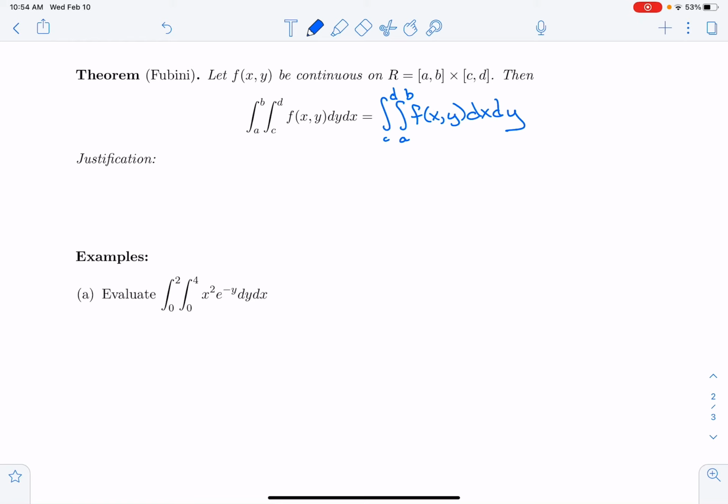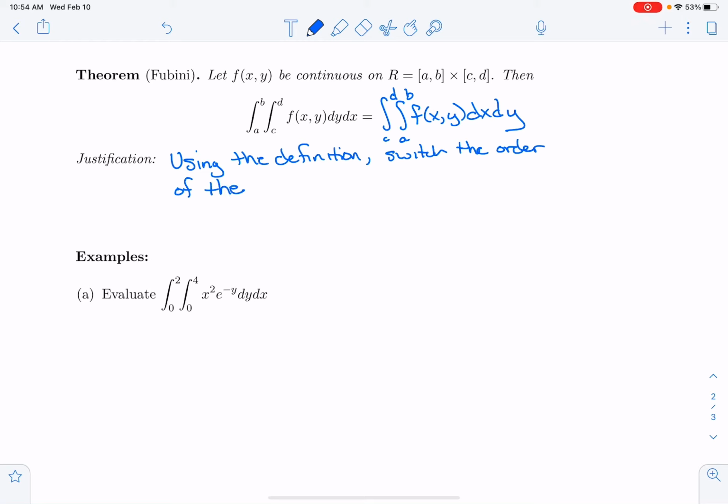And the way that you would justify that, and I kind of alluded to earlier in the video, is that you'd use the definition and then you would switch the order of the finite sums before taking the limit.